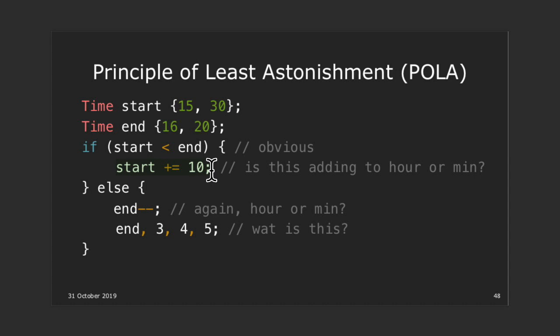You should actually implement a function called change time, or not change time. Change time is ambiguous. Change seconds, change minute or change hour. Okay. For example, end minus minus. Again, what is it changing, hour or minute? And then finally, just something really absurd. Don't overload the comma operator and do something like that. You really don't know what that is doing.